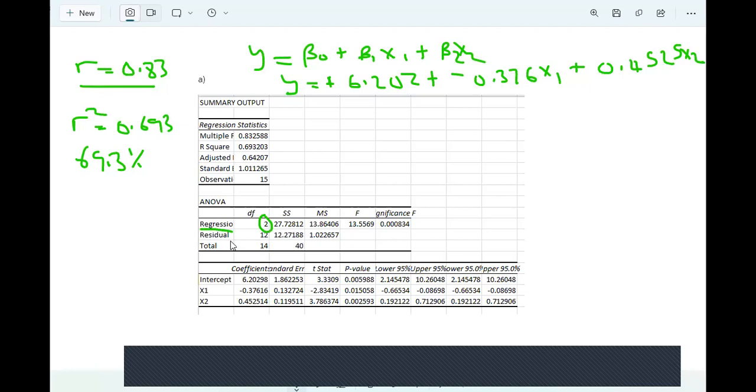Now, under our ANOVA, if I take you back to your quantitative methods, to test the significance of the regression line, we can use the F significance. If we are comparing this to 5%, if this is more than 5%, we accept. If it's less than, we reject, meaning it's significant. So this one is small. We can safely say that our regression equation is statistically significant.